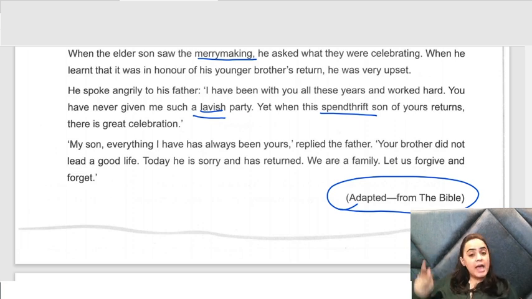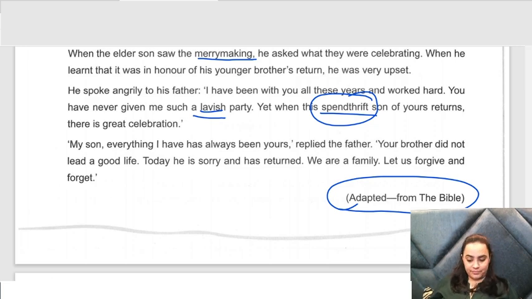And now, when this spendthrift son of yours returns. Spendthrift is somebody who spends a lot, unthinkably, unnecessarily; we use the adjective spendthrift for that person. So the elder son said that your son, who is such a spendthrift, now that he has returned, you are giving a celebration in honor of him.